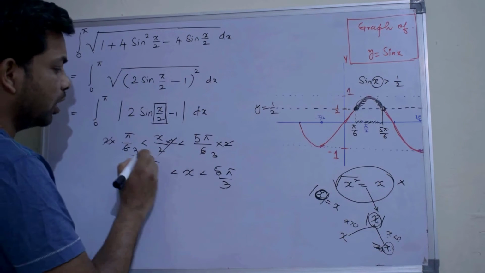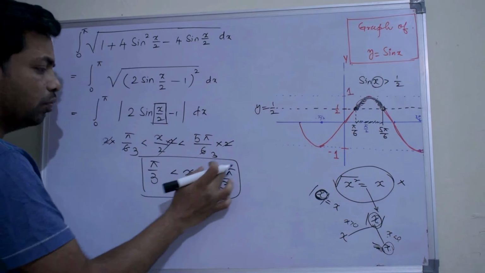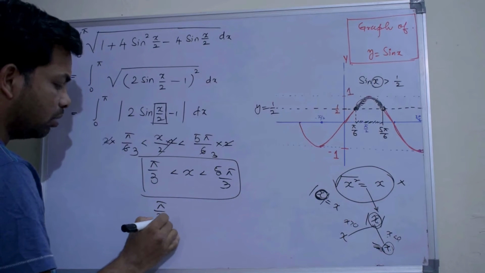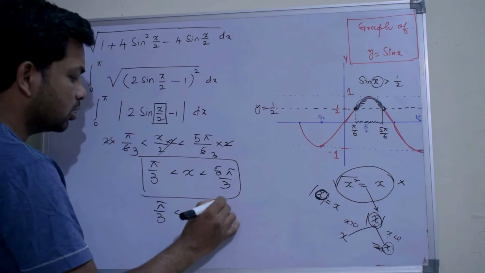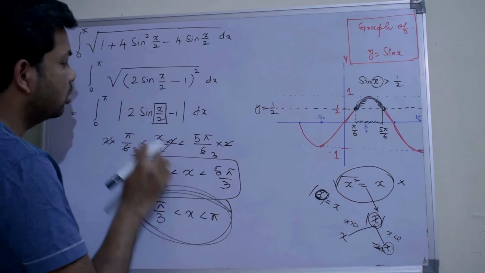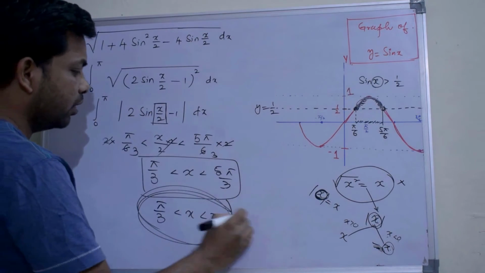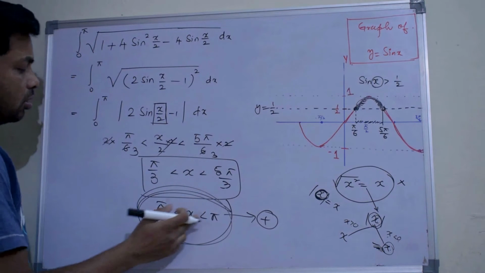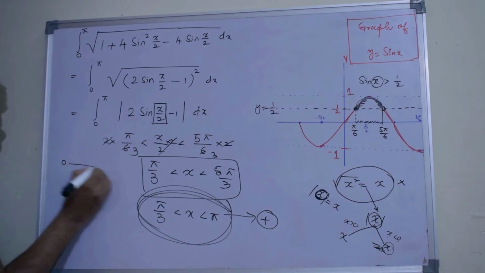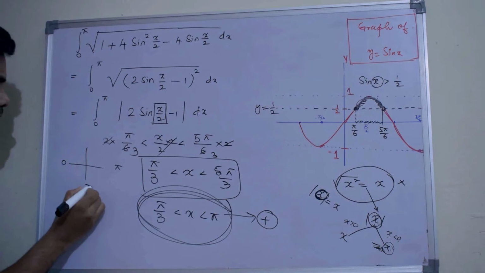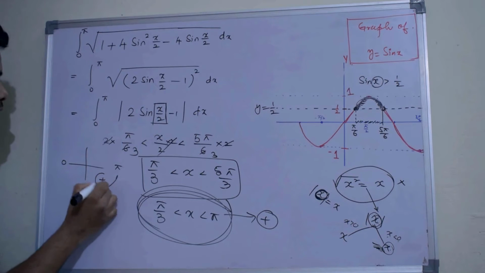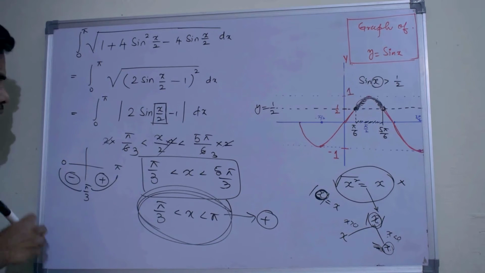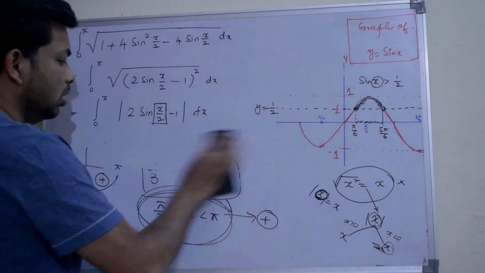So instead of taking pi by 3 to 5 pi by 3, I take pi by 3 less than x less than pi. In this region, 2 sin x by 2 minus 1 will become positive. Other than this, it is negative. Other than this means, actually, 0 to 180: from pi by 3 to pi it is positive, and from 0 to pi by 3 it is negative. So make use of this and split the given integral.